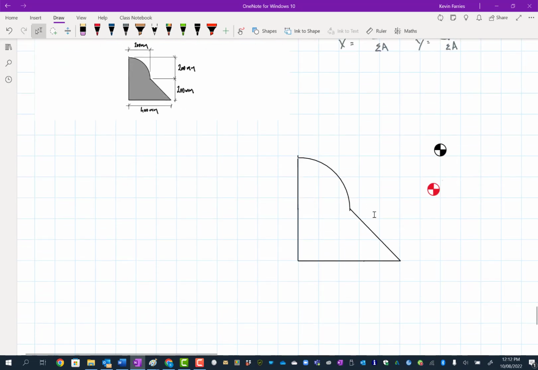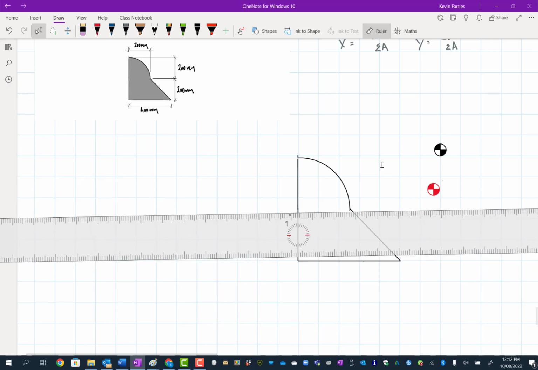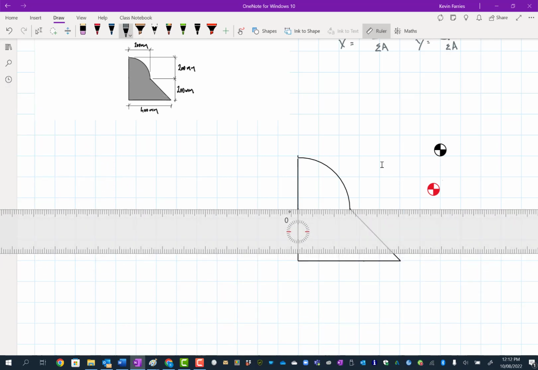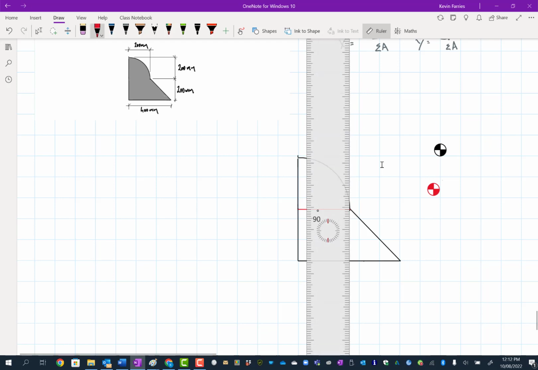Okay, so the first thing we have to do is figure out what shapes we've got and where they are. We're going to have a few different shapes like this. I'll do it in red. So we've got a quarter circle like that, we've got a square here, and we've got a triangle.